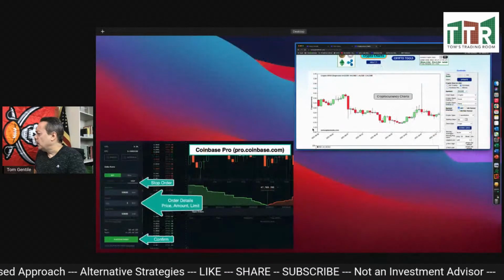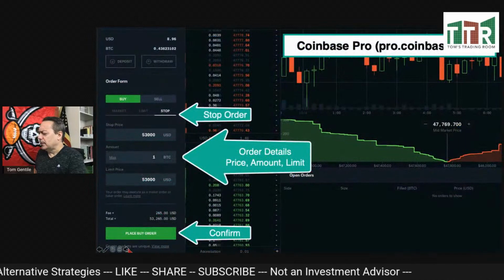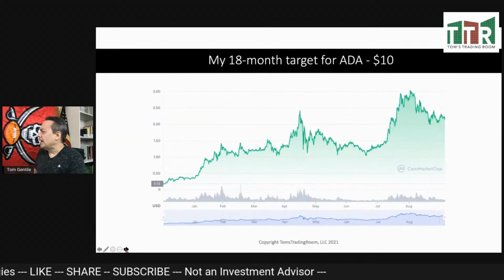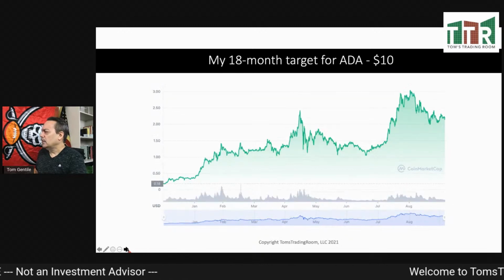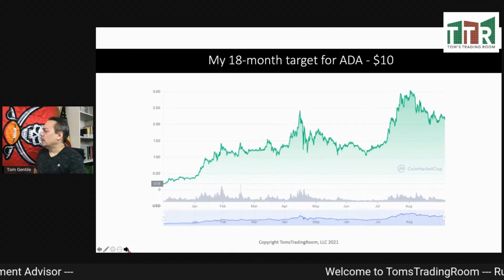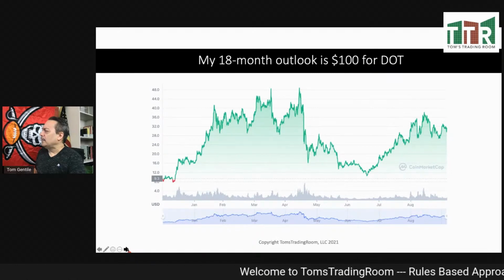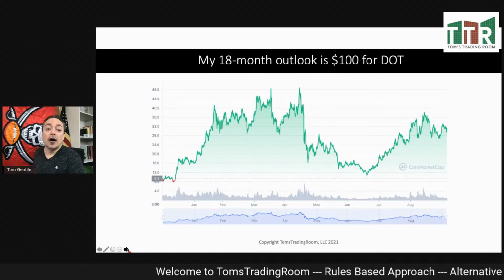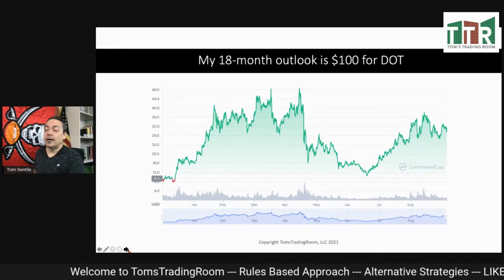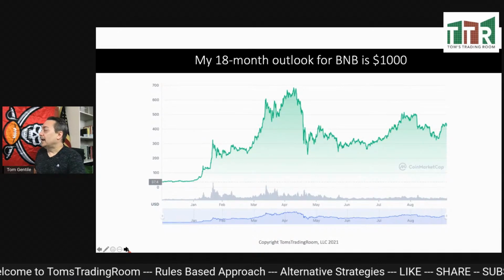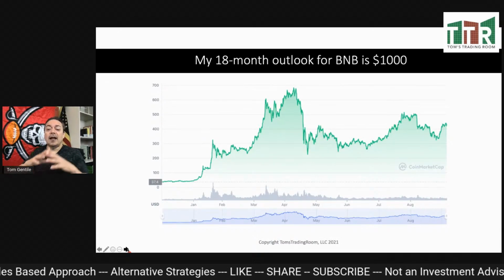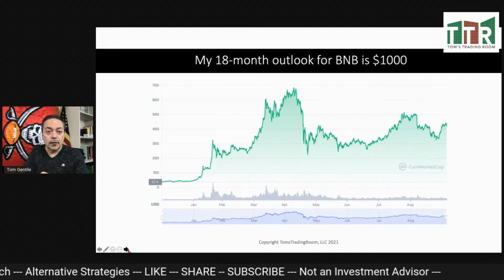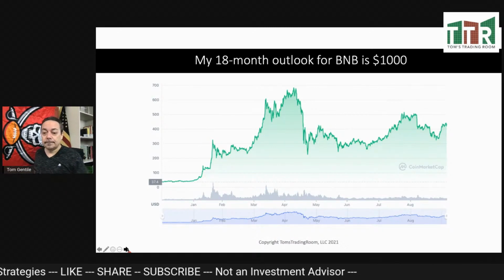If I could just pop over real quick, we talked about placing stop orders. There's my 18-month target for ETH, my 18-month target for Cardano, $10. My 18-month target for Polkadot is $100. We're already at 40. My outlook for Binance Coin is $1,000. So that gives you an idea of what the vault trades look like for me.